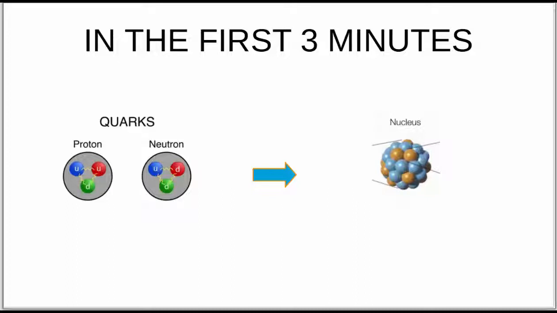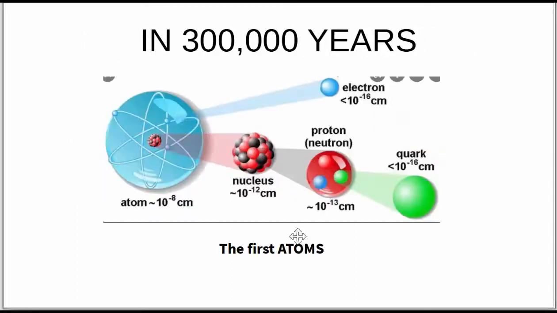Now, protons and neutrons can get together and form what is called a nucleus. That nucleus will later be used to create the first atoms. As we have seen, it took 3 minutes to form the first nucleus.